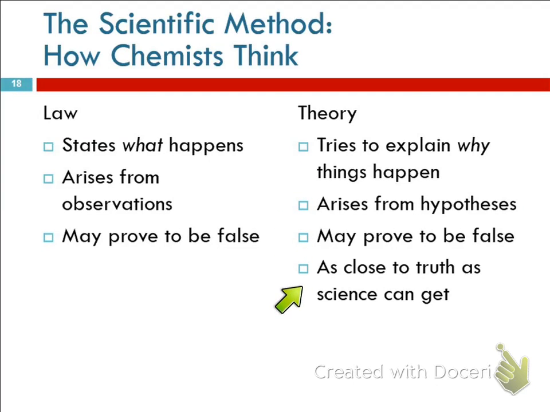But a theory is as close to truth as science can get. We cannot prove anything to be correct. The best we can do is to say, no one has come up with a way to prove this incorrect. And so until we know more, this is what we're going to take as true.